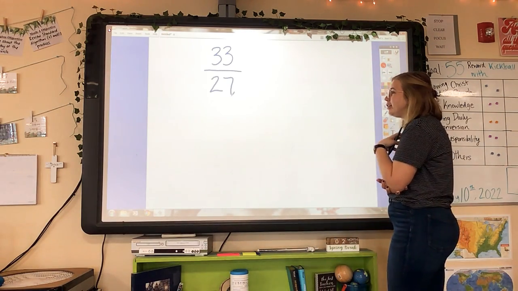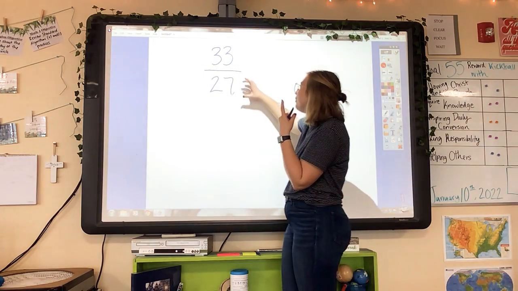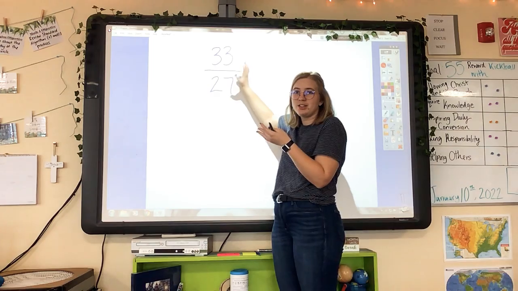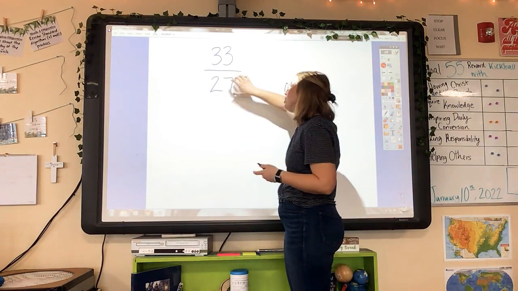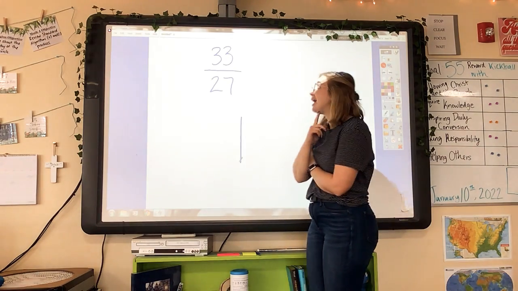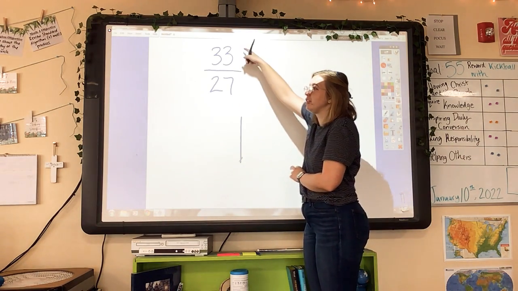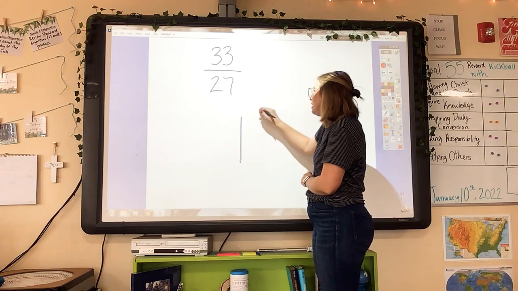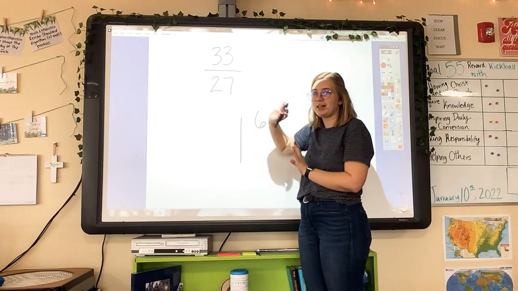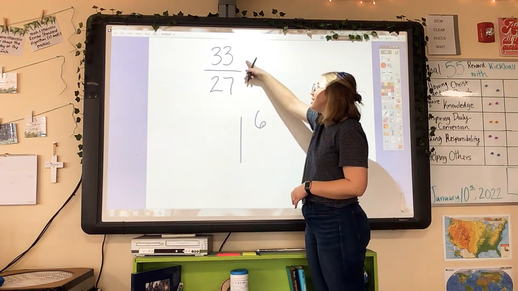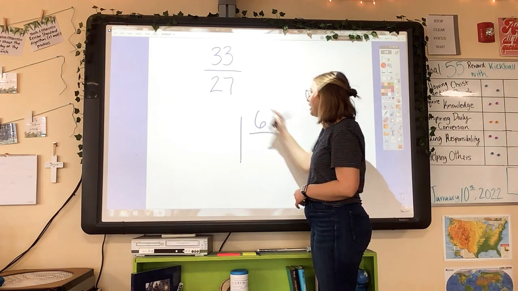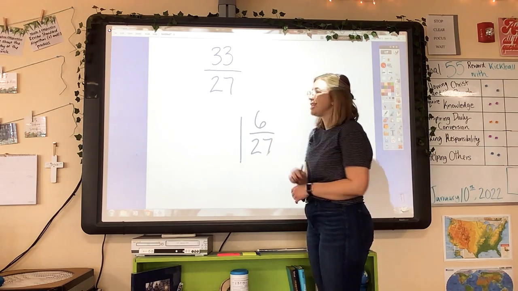So what I learned was the first step is I look to see how many times the denominator goes into the numerator. So I'm like dividing 27 into 33. So 27 goes into 33 one time, okay? Then I subtract the numerator and the denominator. So 33 minus 27 gives me 6. And then I keep the same denominator. I keep the same unit. That doesn't change. So 27 went into 33 one time. 33 minus 27 gave me 6. And then I keep the same denominator. So 1 and 6 27ths.